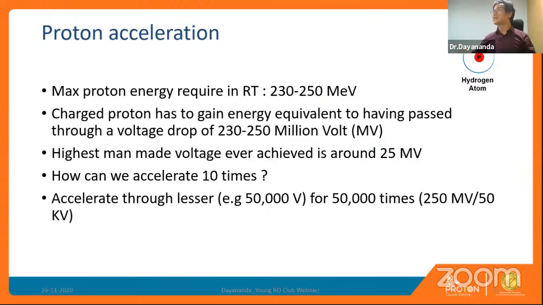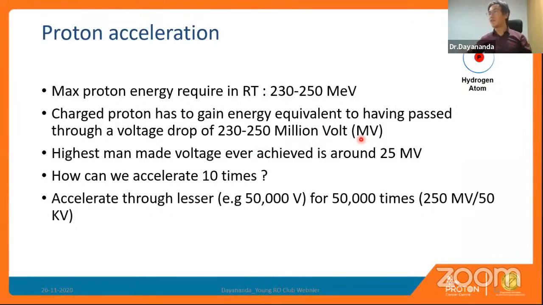So as you know, this is the proton. This is the hydrogen atom. Let's consider a highly pure hydrogen gas, in which you have all these hydrogen atoms. Once you strip out the electron, it becomes a proton. And to accelerate this proton to an energy of 230 to 250 MeV, which is required for the treatment of cancer in the clinic, you have to accelerate it by subjecting it to a very high electric potential difference, of the order of around 230 to 250 million volts.